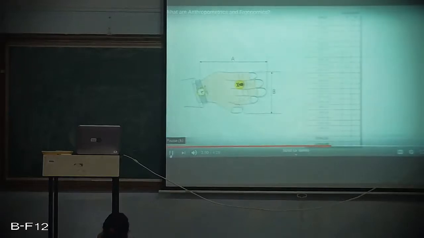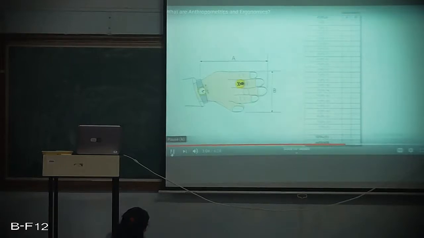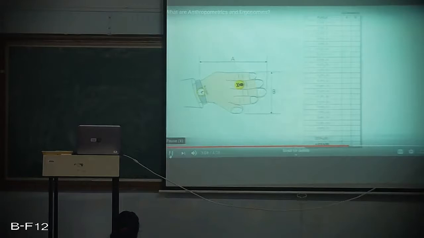Try this simple class exercise. Imagine that you are designing an electronic device for pupils of your age. The device is the type that will be picked up and handled. This means that it is important to collect measurements relating to the size of the hand. This means collecting anthropometric data. Look at the diagram of the hand.